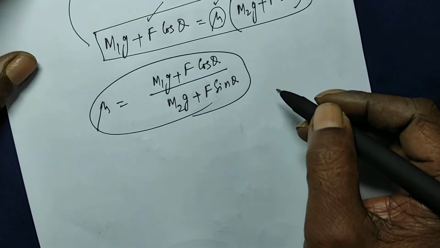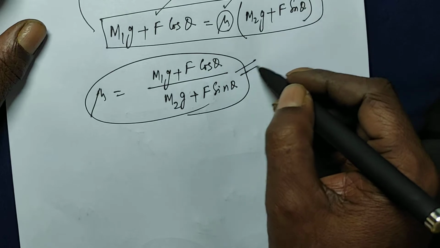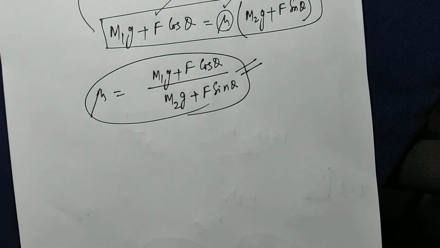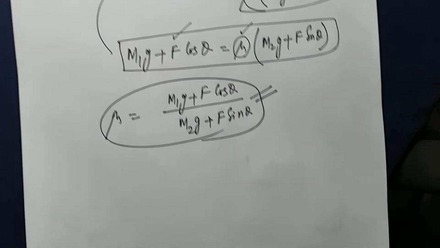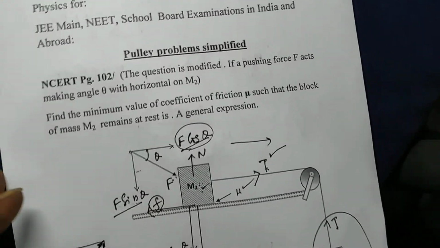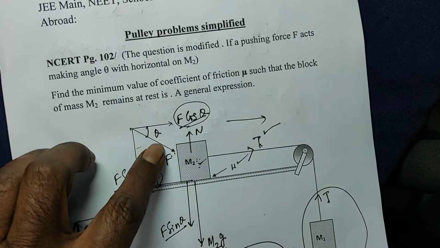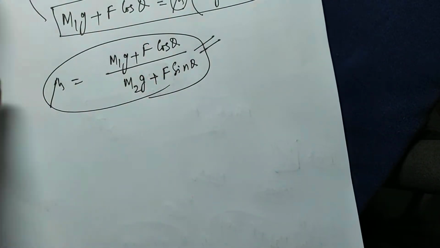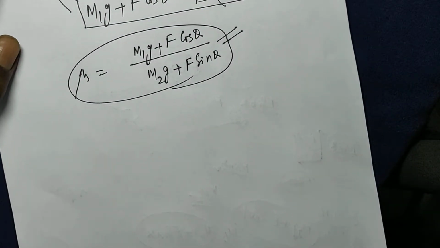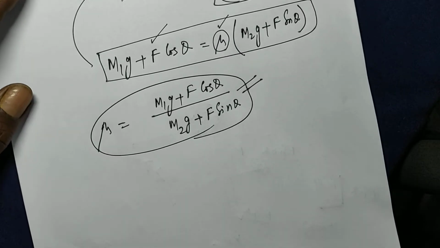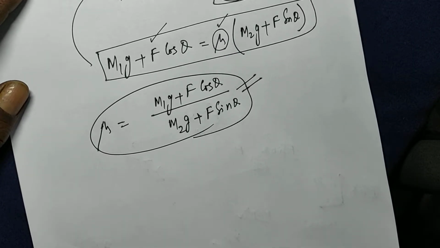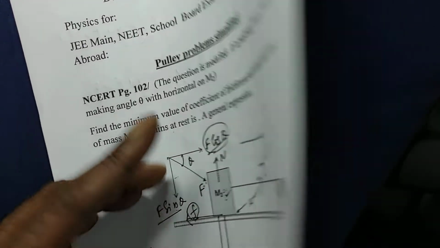Okay, now my suggestion is don't remember this as a formula, you will be in trouble. They might change the question, they may give theta with the vertical, so don't remember this as a formula. They might ask you what is the value of F, so that mass m2 does not move.